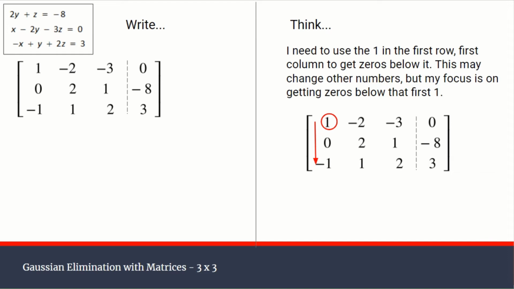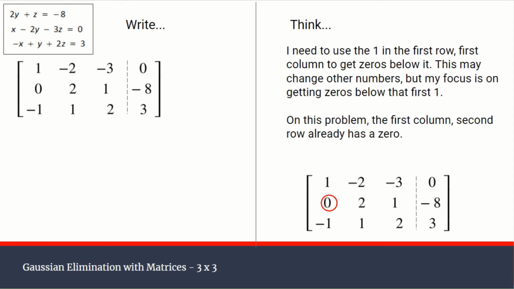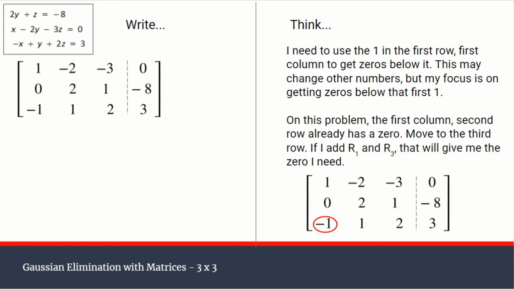So when I look at this, I think, okay, I need to use the 1 in the first row, first column, to get zeros below it. That may change other numbers, but my focus is on getting zeros below that first 1. This problem, first column, second row, already has a 0. That's great, no problem. But then I have to look down below that. Move to the third row. If I add row 1 and row 3, that's going to give me the 0 that I need right there. Row 1 has a 1, row 3 has a negative 1.